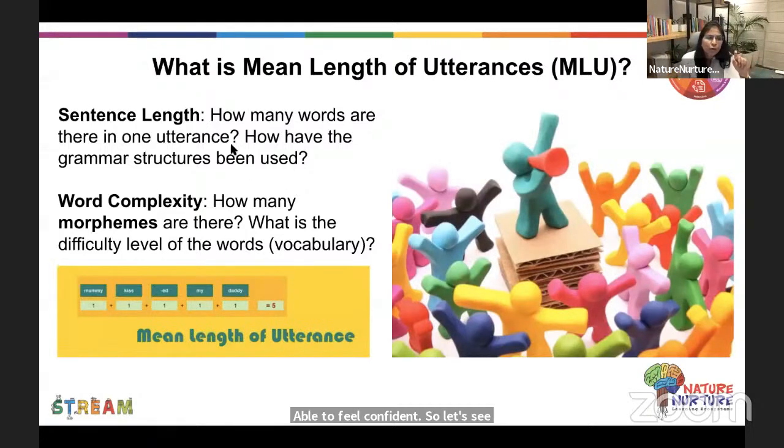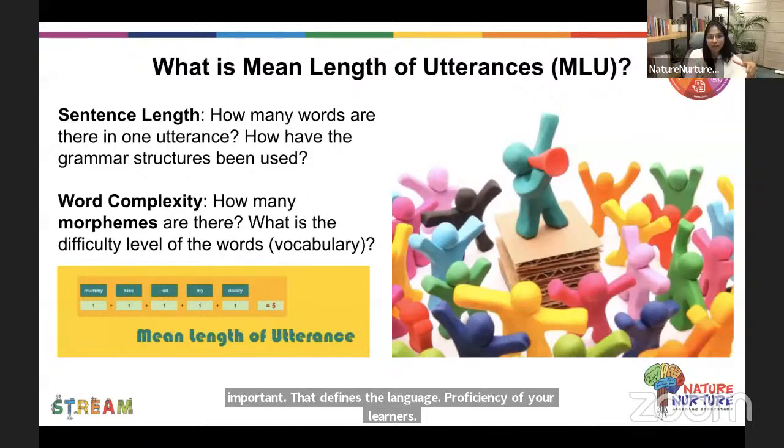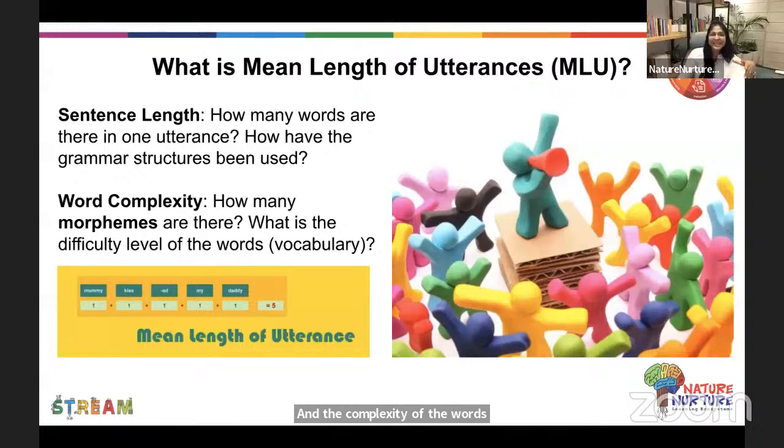So have you heard of mean length of utterances, MLU? Right? So how many words are there in one utterance and how have the grammar structures been used? That's very important. That defines the language proficiency of your learners and the complexity of the words. Do they have suffixes, prefixes, right? And when we talk about words, we often tend to ignore morphemes, right?